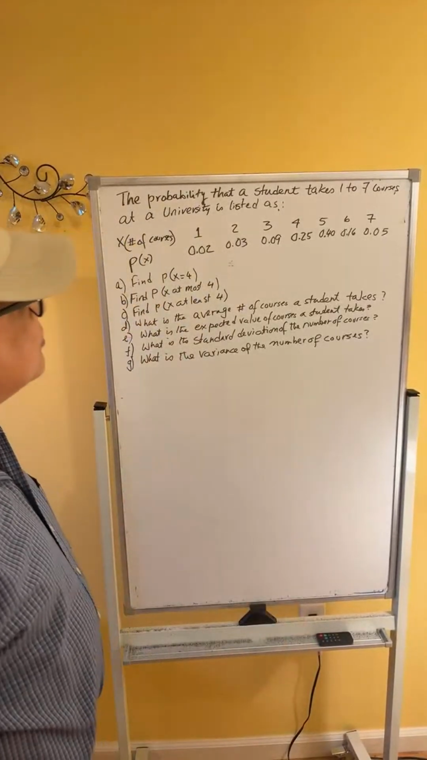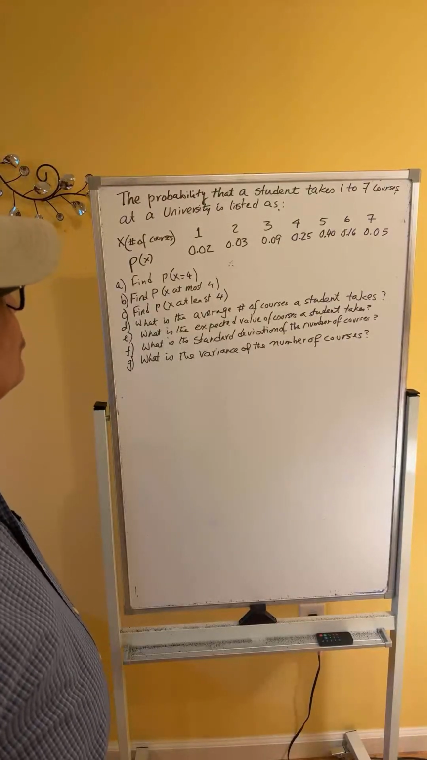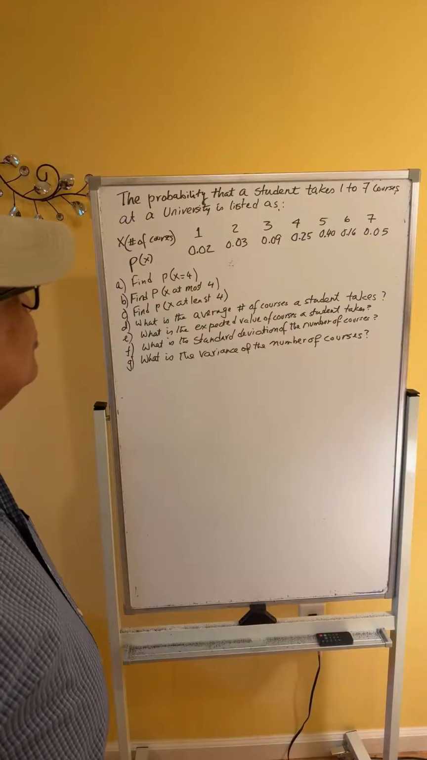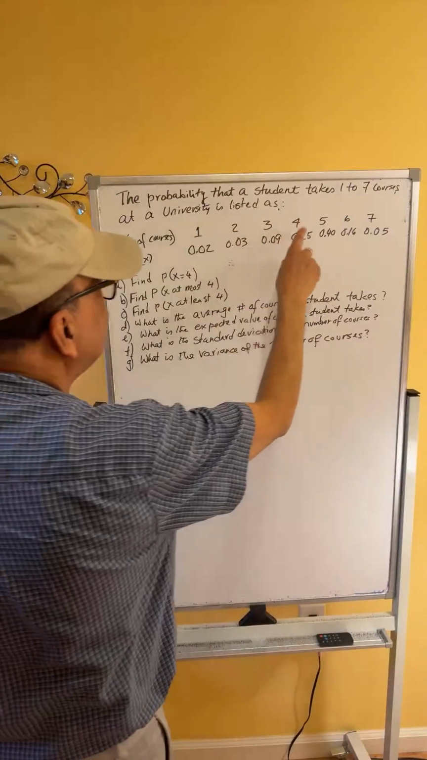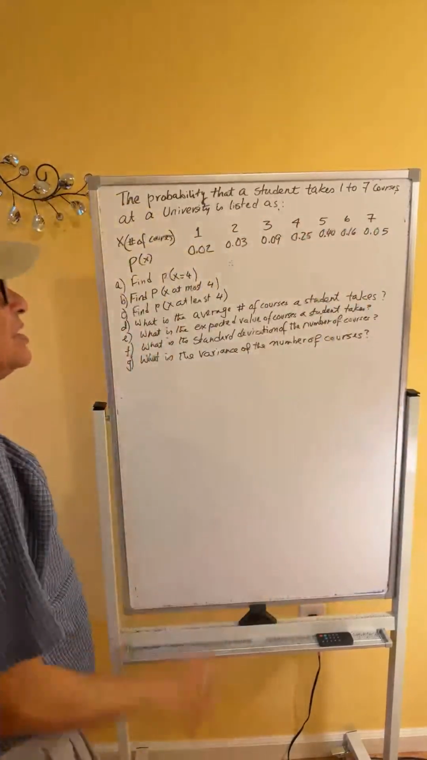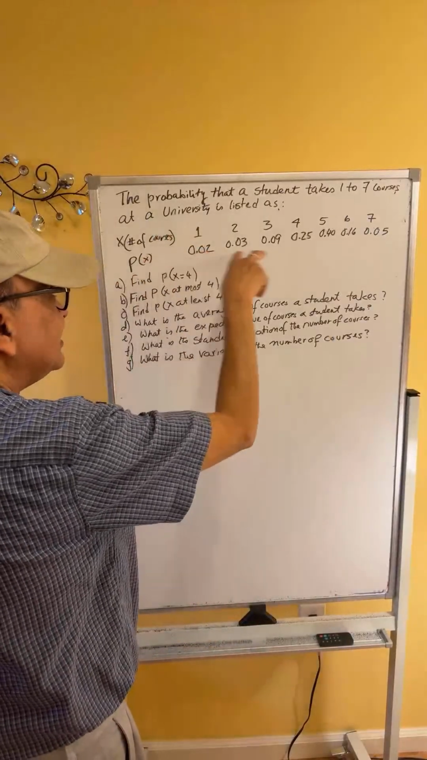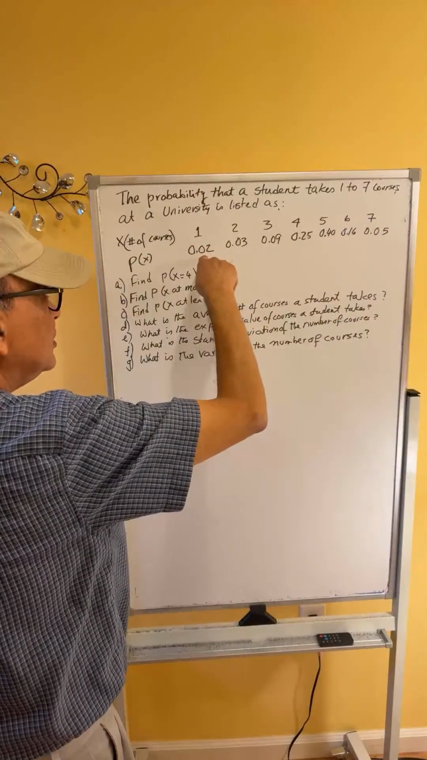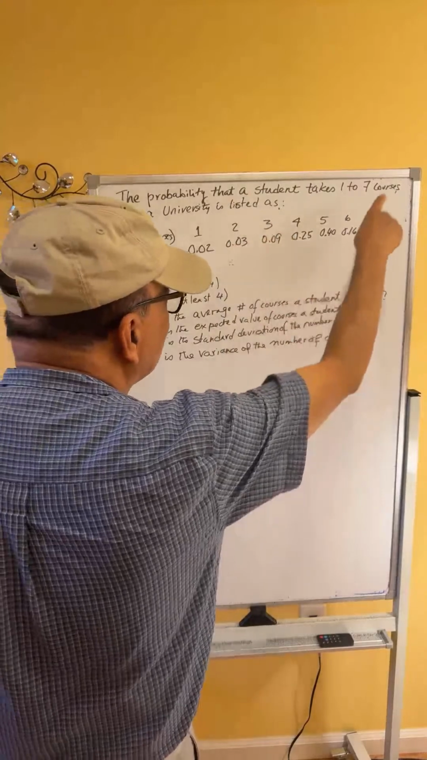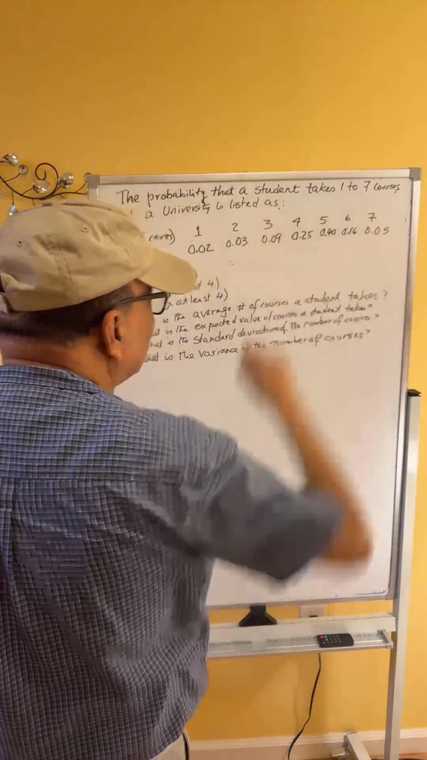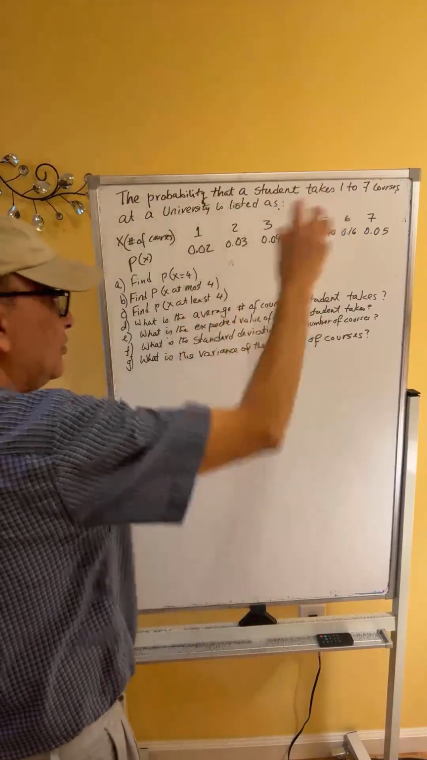Today we are going to work on a problem on probability. The probability that a student takes 1 to 7 courses at a university is listed as number of courses 1, 2, 3, 4, 5, 6 and 7. Maximum 7 courses in a semester. And the corresponding probabilities are listed. For one course probability is 0.02, for 2 courses 0.03, for 3 courses 0.09, all the way to 7 courses probability is 0.05. So this is a discrete probability distribution.